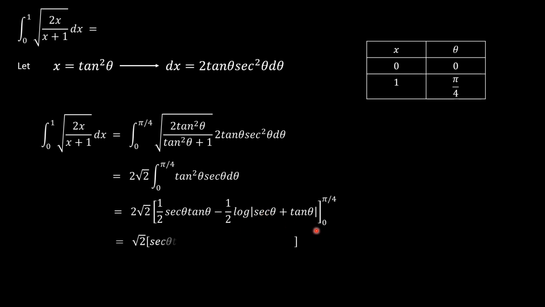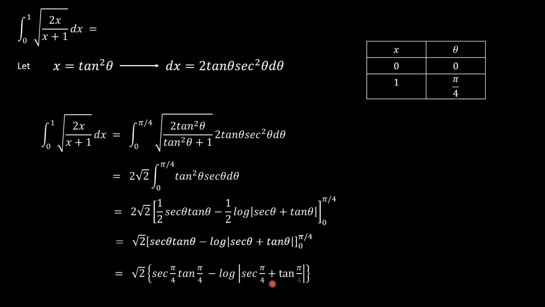Substituting in the limits, it results into root 2 sec pi over 4 tan pi over 4 minus natural logarithm of sec pi over 4 plus tan pi over 4, minus root 2 sec 0 tan 0 minus log of sec 0 plus tan 0. Sec 0 becomes 1, tan 0 is 0. So log of 1 is 0. So this entire part becomes 0.